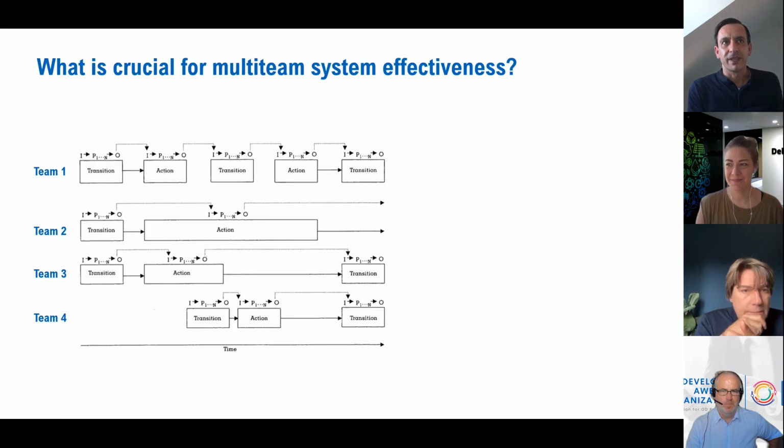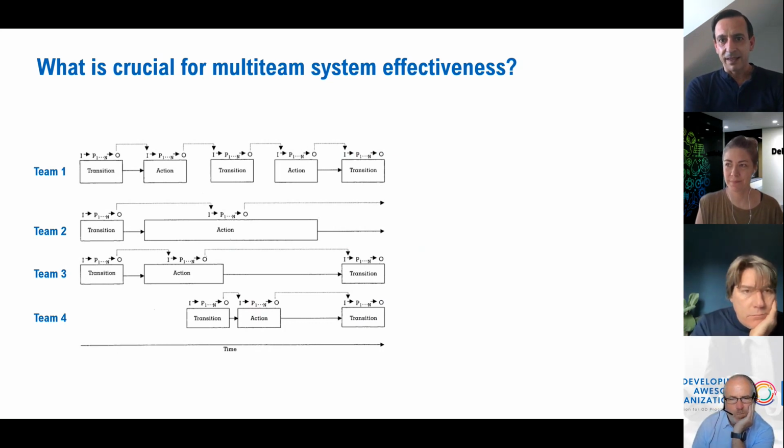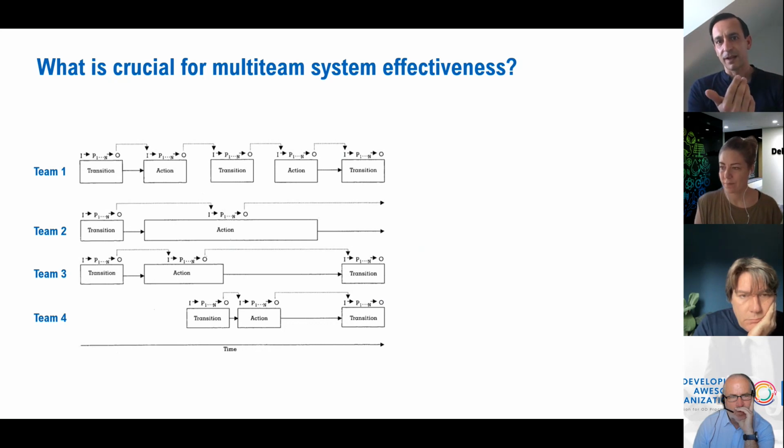What is now crucial for the effectiveness of multi-team systems? You see here the idea that you have several teams that, from a theoretical perspective, alternate between transition and action phases. What is a transition phase? When you do mission analysis, when you think about what the goals are, when you do planning, when you do resource allocation. So you prepare for an action phase where you, at the end of the day, do the work that you have planned in the transition phase.